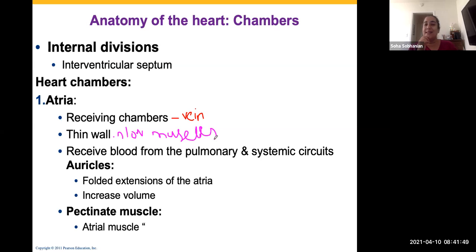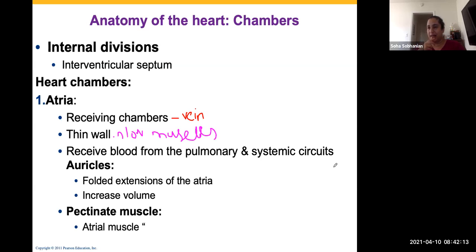And again, they receive blood from both pulmonary and systemic circulation, which makes sense because we already established that the right side of the heart is carrying the deoxygenated blood, which is going to the pulmonary circulation. And the left side that carries good blood, oxygenated blood, is going to go through the systemic circulation.